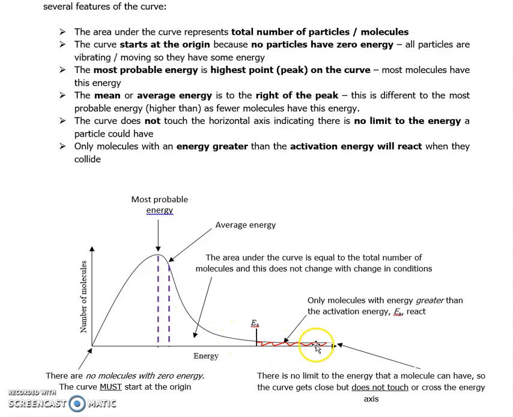Also, if you look at this line here, it doesn't touch the horizontal axis again, because we're saying there's no limit to the energy a particle could have. And finally, the important bit is here. Only molecules with an energy greater than the activation energy, shown here, will have sufficient energy to react when they collide. All of these points are labelled up here on your diagram.